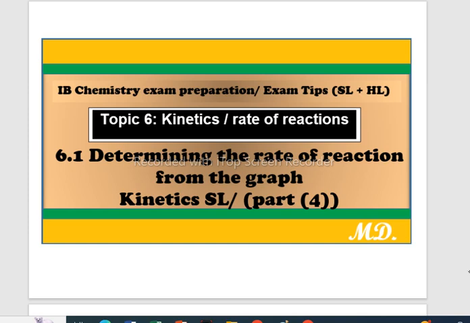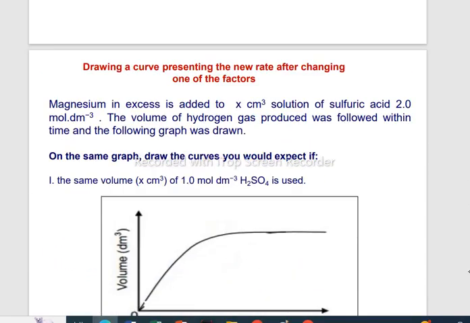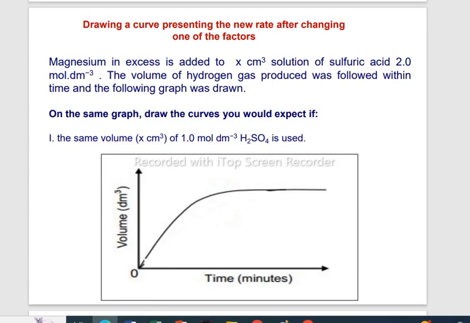In this lesson, we're going to learn how to apply on factors affecting the rate of chemical reactions. I'm going to start with a question. In this question, we're going to see how the factor that will be changed inside the experiment will affect the curve when we're going to apply on it.